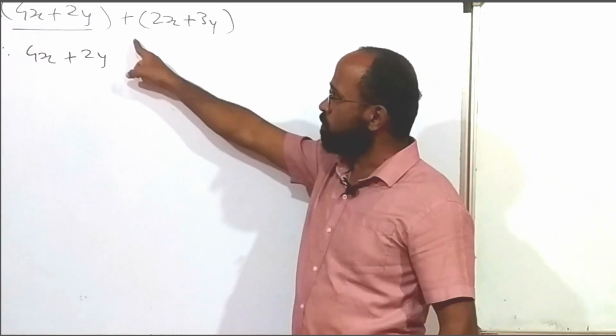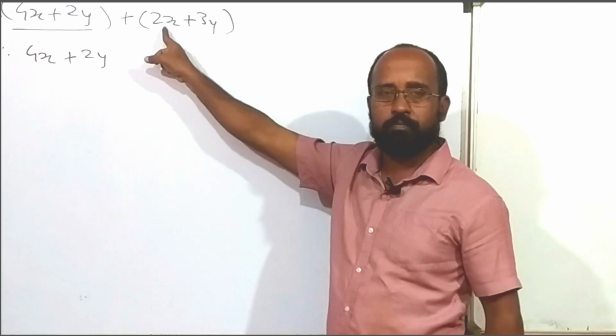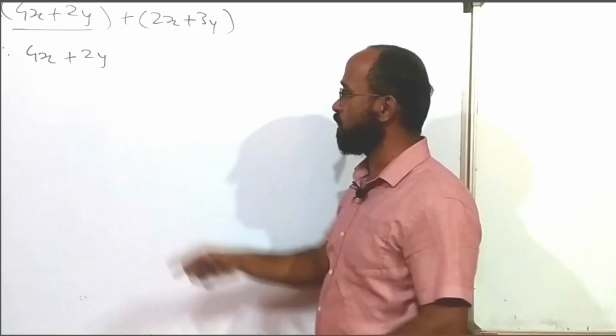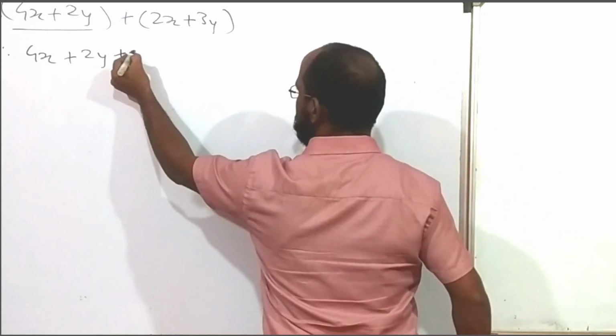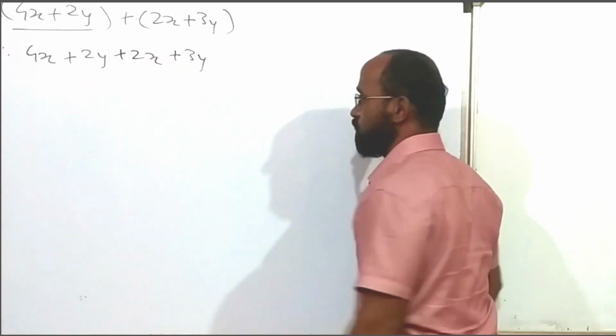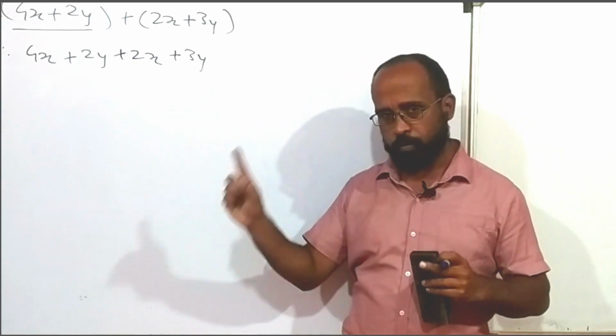What is the symbol outside the next bracket? Positive. So don't change the symbol of the terms inside the bracket. Write them as they are. Plus 2x will be plus 2x as it is. Plus 3y will be plus 3y as it is. Did you get the first step? First and the most important step is to remove brackets.